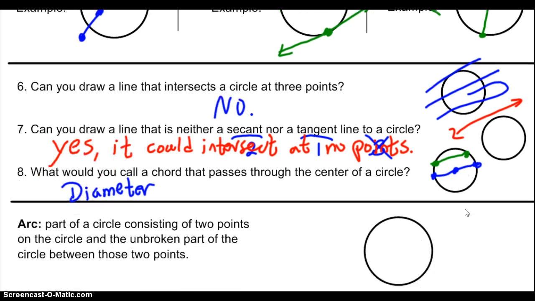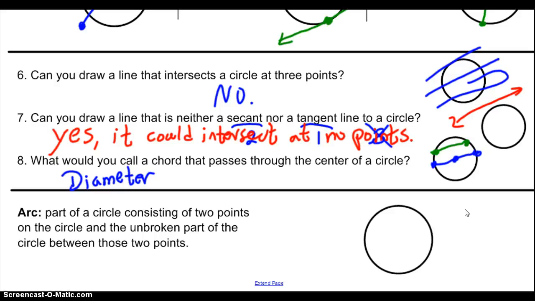The last vocabulary term you have to learn is what an arc is, and we're not going to deal too much with arcs just yet, but we will in a few days. An arc is part of a circumference. It's part of a circle consisting of 2 points in the circle and the unbroken part of the circle between those 2 points. So here's an example. An arc is just maybe from here all the way around to here. That's an arc. It's part of that circle. Let me give you another example. An arc could be from here all the way around to here. That's a bigger arc, but it's still an arc.